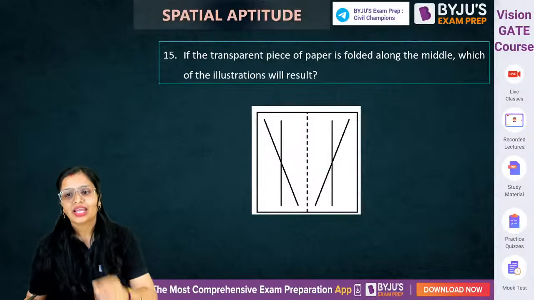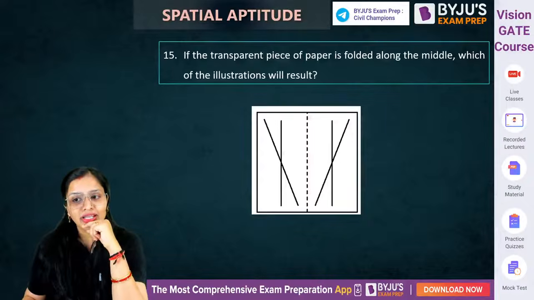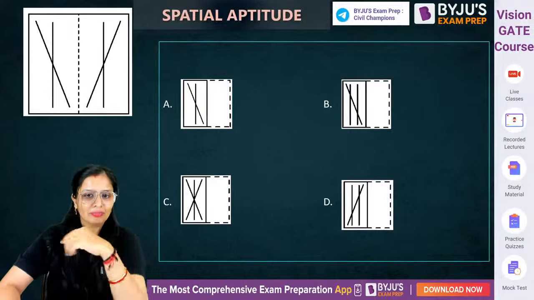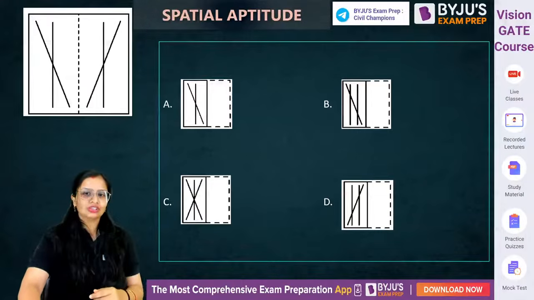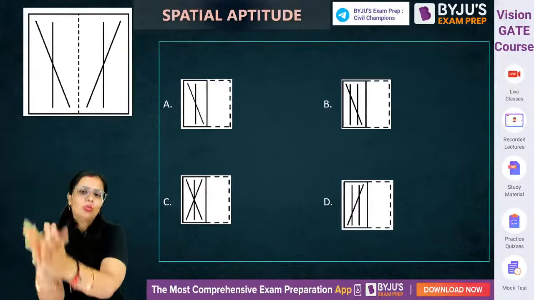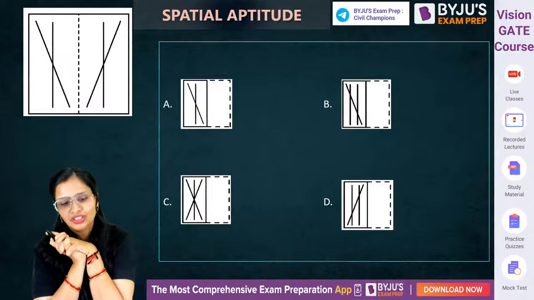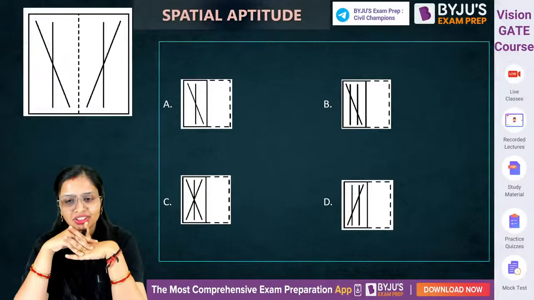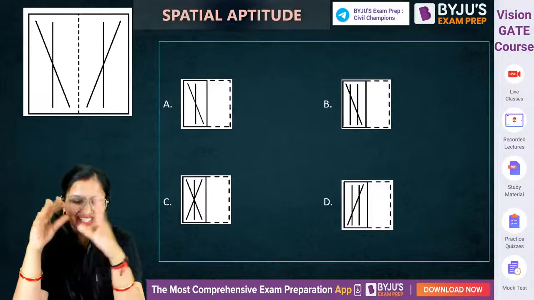Now this one. If the resultant piece of paper is folded along the middle, so you have this diagram. Okay, you have a paper, on one side you have this cross, on another side you have this cross, and you are folding along the middle. What will be the shape which you will get? Come on guys, what shape will you get? Check it out. This is very easy.